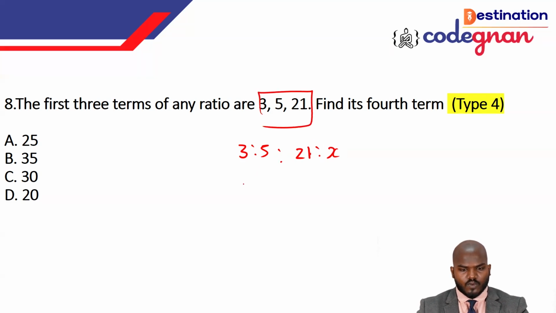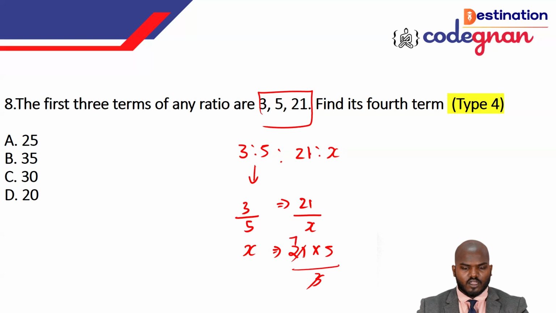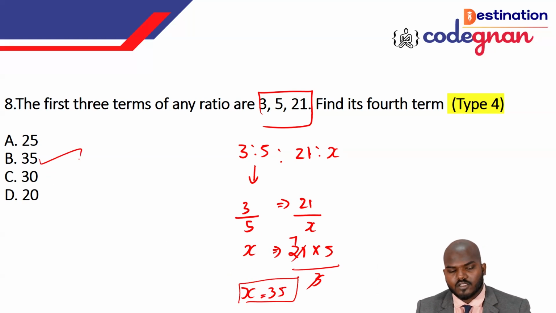If you arrange this, we can make 3 by 5 is equal to 21 times of x. So take the value of x to that side. If you take the value to that side, it will become 21 times of 5 by 3. 7 times 5 will give you 35. Then you can say that x is equal to 35. Option B is the correct answer for this question.